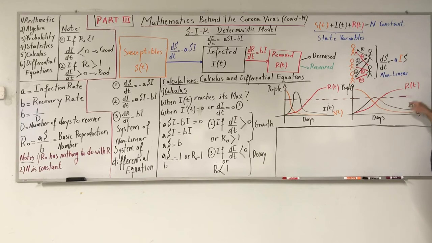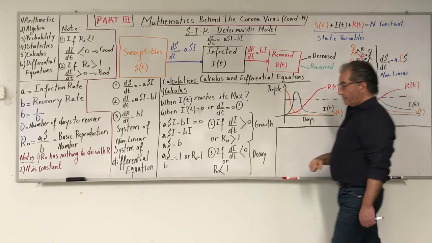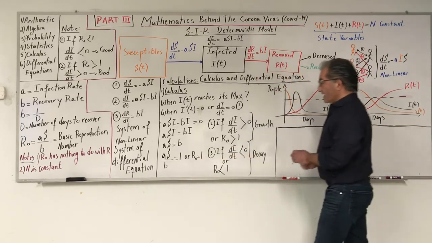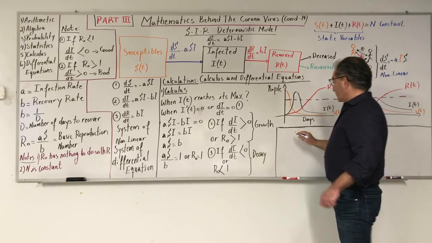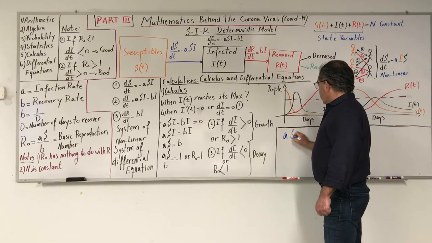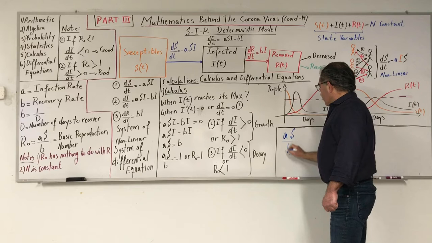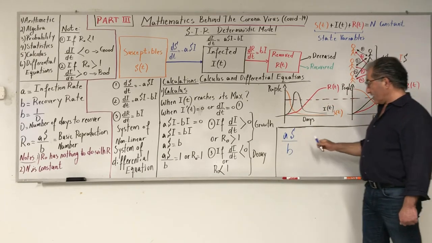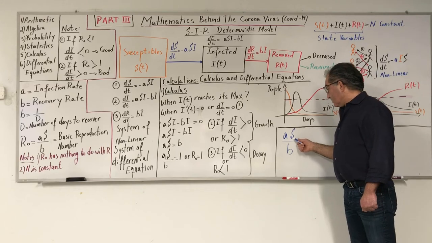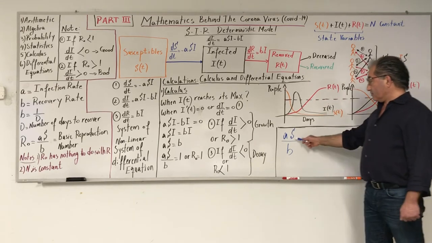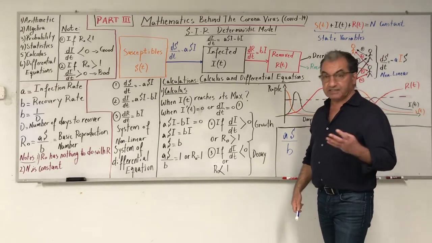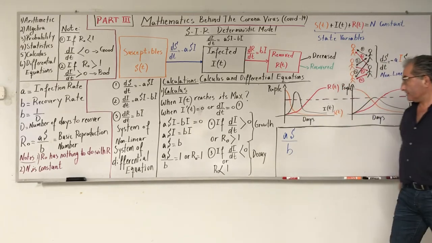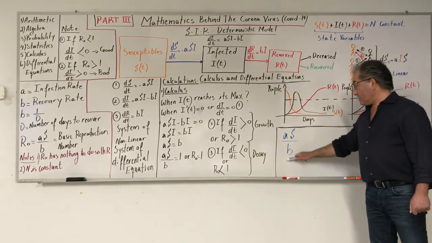How do we do that? It's using R0, or a times s over b. I want to write that for you again. a times s over b. This is like a fraction. We want to reduce this fraction. To reduce the susceptible people, we need vaccination, but we do not have that for now.